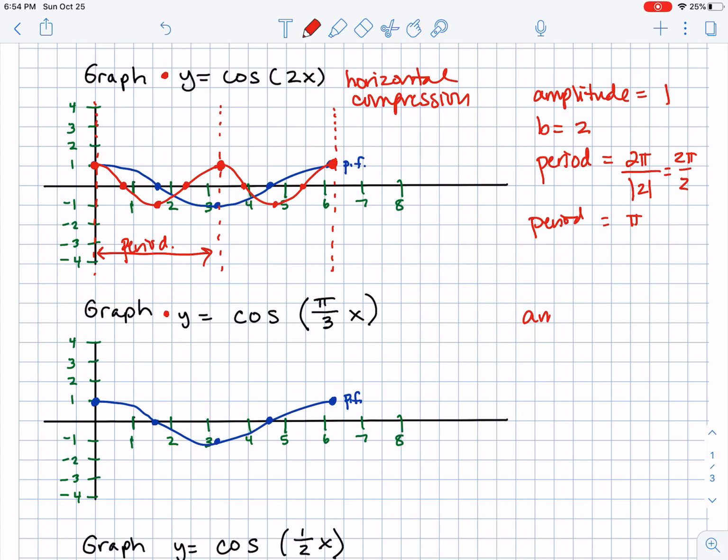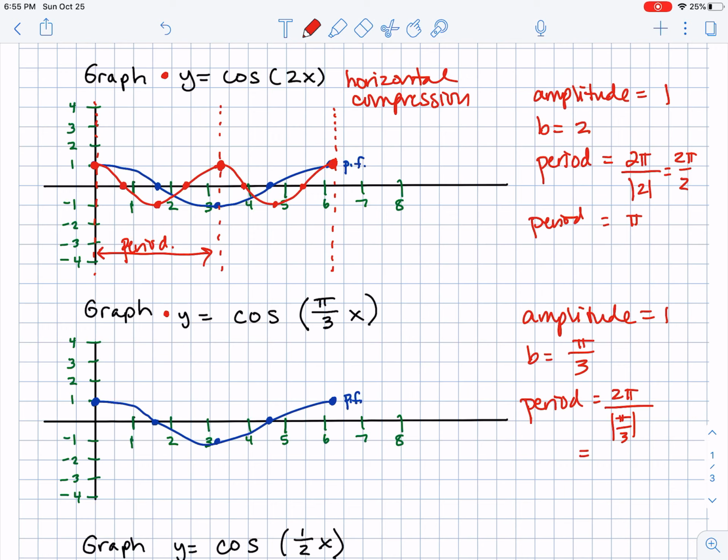So the amplitude is going to be of our new function 1. The b value is pi over 3, which now changes my period. So let's figure out if this is going to be a horizontal stretch or a horizontal compression. So the period is 2 pi over absolute value pi over 3.